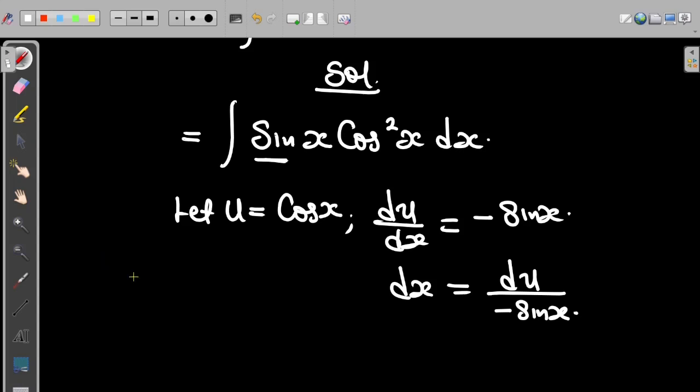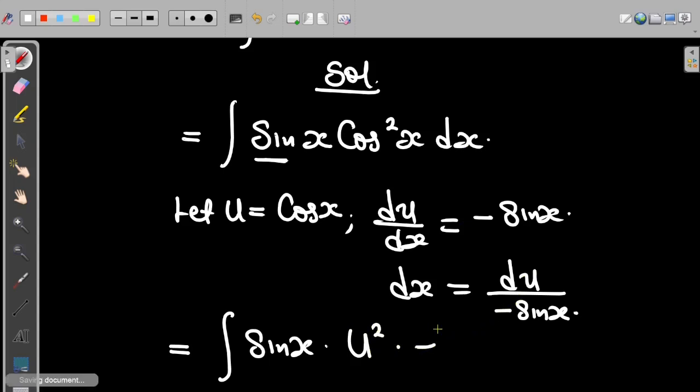So we can now substitute these values into the integrand. So we have that the integral of sine x multiplied. We now say that let u be equal to cos x. So we have u squared multiplied. The dx is now given as du divided by minus sine x.